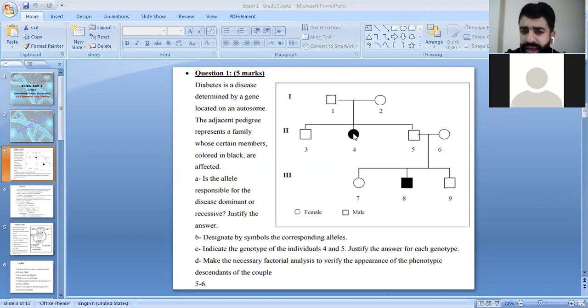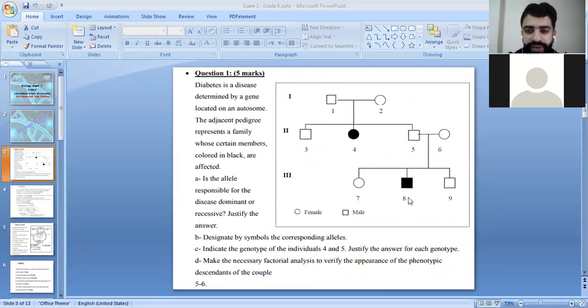Individual 4 is affected, and the allele for the disease is recessive. So it should be expressed only in the case of homozygous, or in the case of pure. So in this case, the genotype of individual 4 should be D small, D small. For example, 4 and 8 are the same: since the allele of the disease is recessive and cannot be expressed unless in the case of homozygous, the genotype is going to be D small, D small. 4 and 8 are the same.